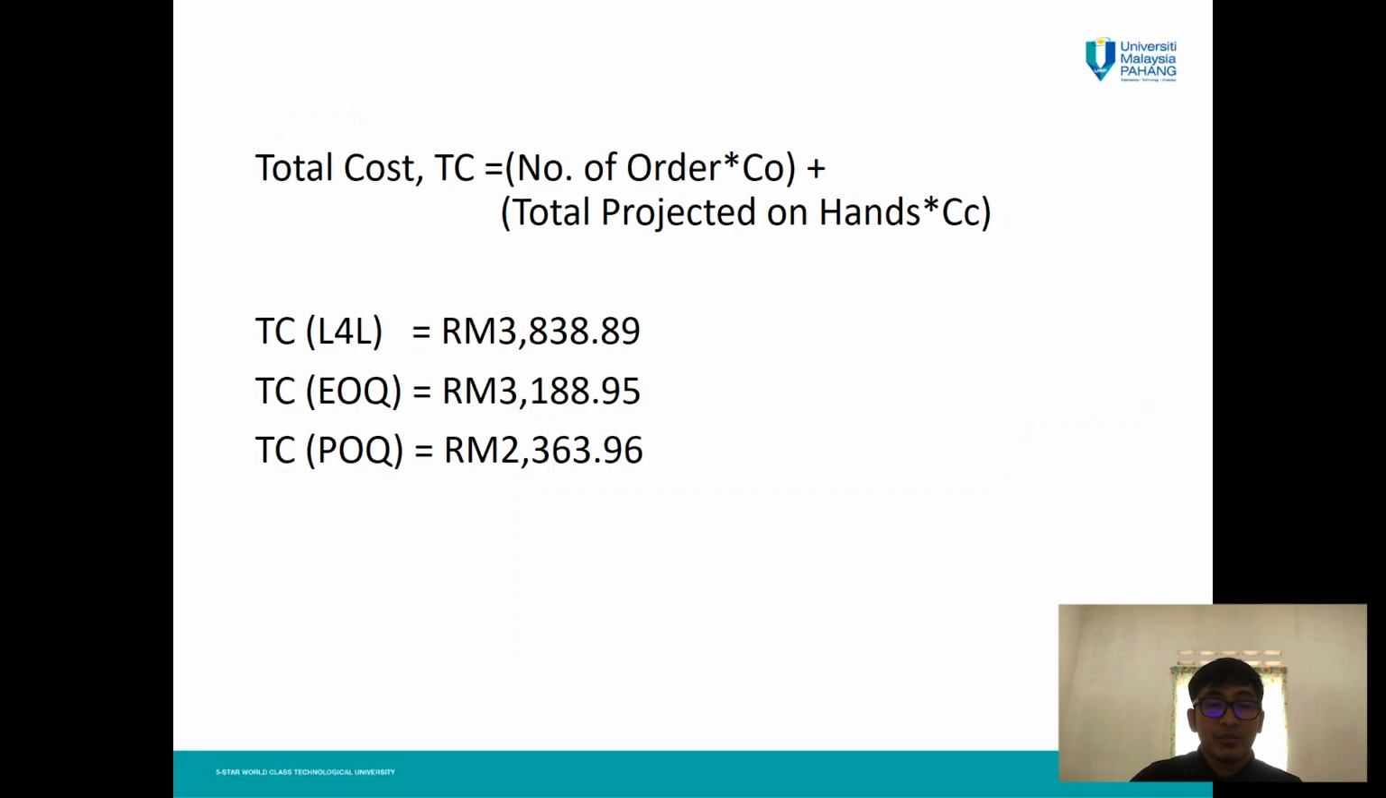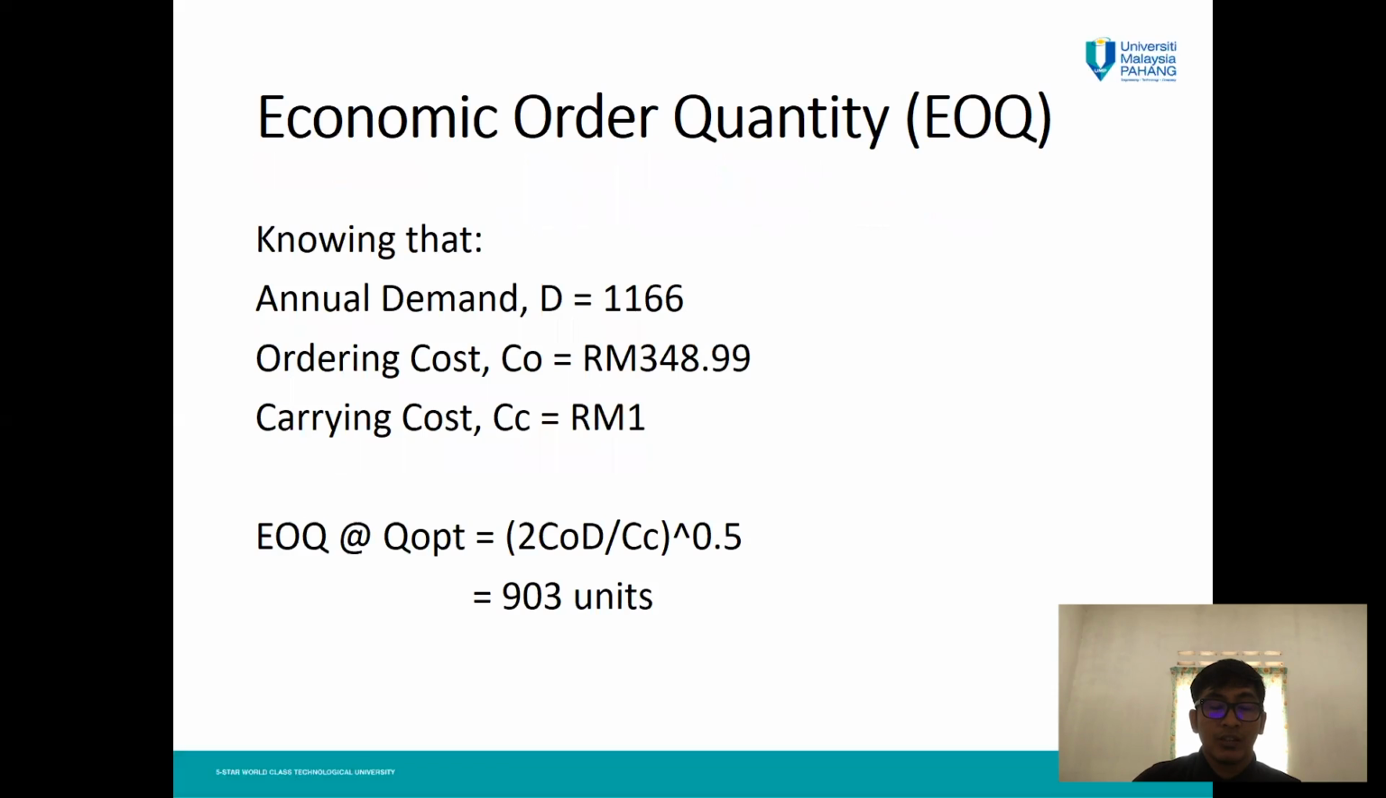Next, we need to find the total cost for L4L, EOQ and also the POQ. In order to find the total cost, we use the formula: number of orders times ordering cost plus total projected on hand times carrying cost. So for L4L, the total cost will be RM3,838.89, while the total cost for EOQ is RM3,188.95, while the total cost for POQ is RM2,363.96. So we found that the POQ is the least among the rest, which are L4L and the EOQ.